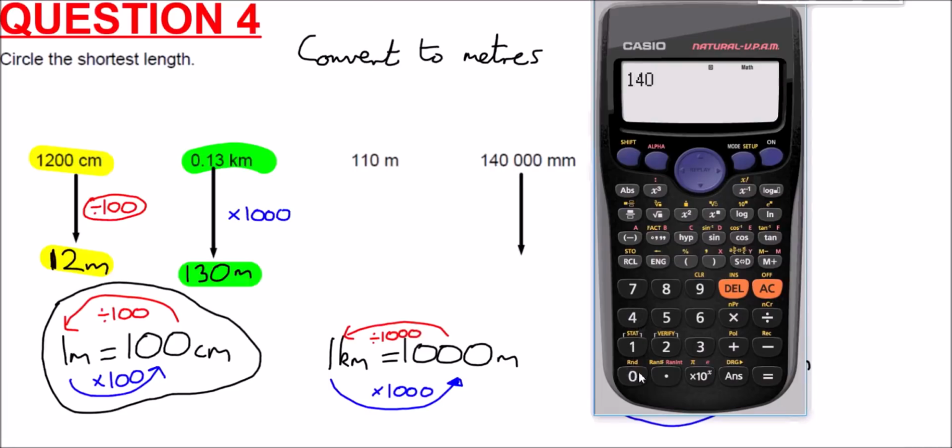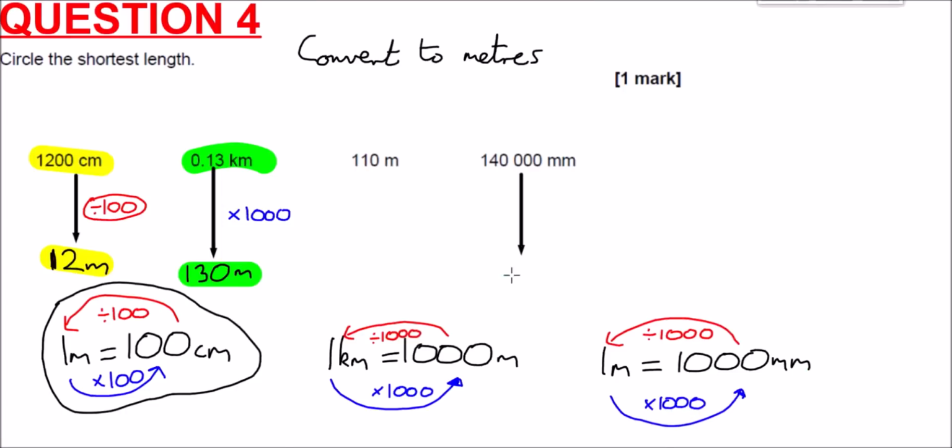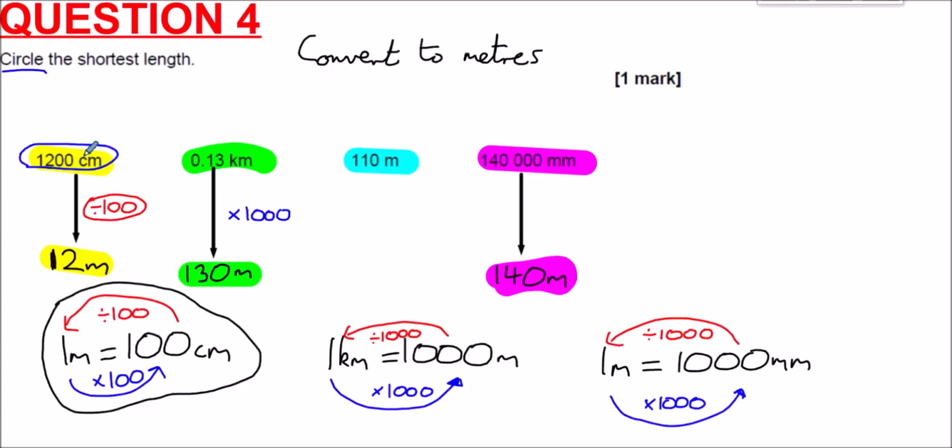So 140,000 divided by 1,000 gives us 140 metres. And so, of the different values we have, of the different lengths we've seen, the smallest is actually the first one, 1,200 centimetres. And so what we need to do is to circle 1,200 centimetres, because this one is actually the shortest. So one to circle is 1,200 centimetres.